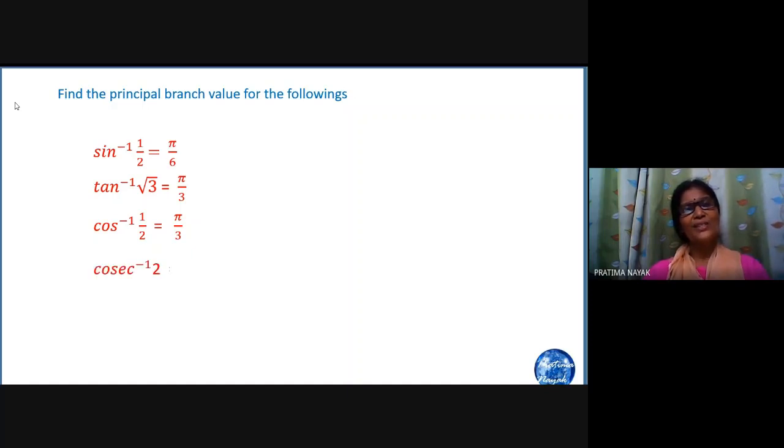Cosec inverse 2. I will simply convert it into sine inverse so that it is easier to remember, with fewer functions. So I'll convert it into sine inverse 1 by 2. And I do remember what sine inverse half is. That will be pi by 6.